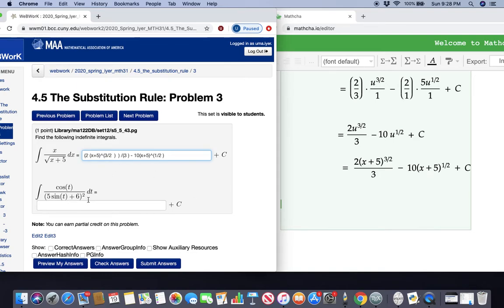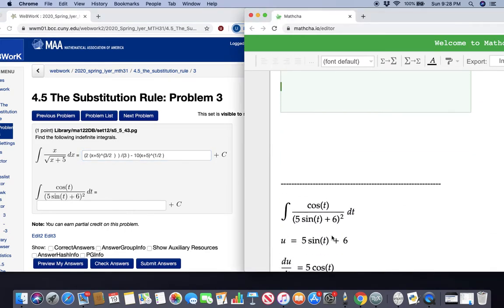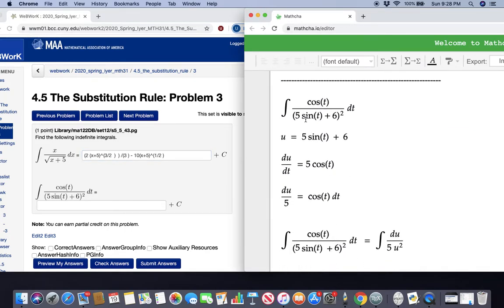What about the next one? Next one is more straightforward. You see 5 sine t plus 6, that becomes your u because derivative of sine is cosine. It's living there. So that's good. Let's try. 5 sine t plus 6 power 2 and cosine t on the numerator. I want to integrate this expression.